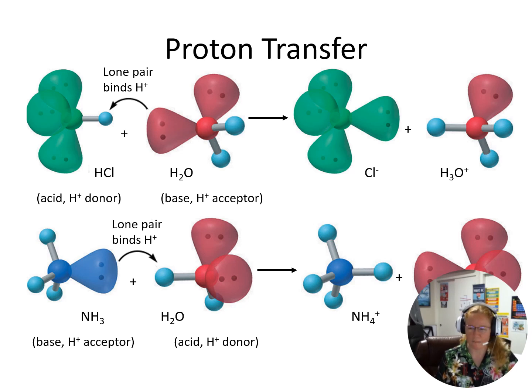Okay. Ammonia has a lone pair of electrons. It can bind a hydrogen coming off of water, gives us the ammonium ion and then a hydroxide ion.